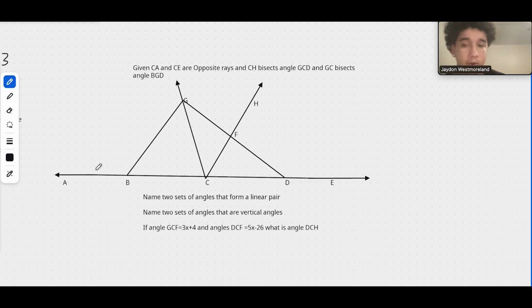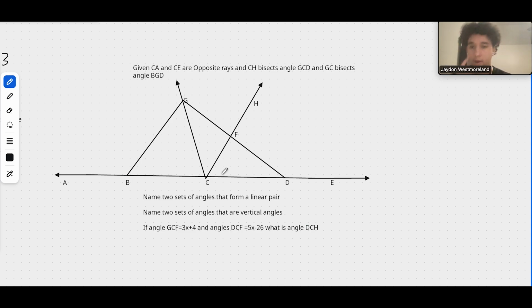Okay, given CA and CE are opposite rays. So this thing is a ray going in that direction. This line thing here is a ray going in this direction, creating a straight line. And CH bisects angle GCD, and GC bisects angle BGD. Okay, name two sets of angles that form a linear pair. So a linear pair is basically a supplementary angle.